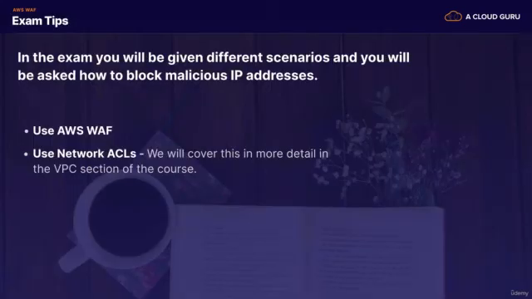So onto my exam tips. Just remember, you're going to be given a whole bunch of different scenarios, and you'll be asked how to block malicious IP addresses, or perhaps how to prevent against SQL attacks or SQL injections or cross-site scripting, or block individual countries. Well, you want to use AWS WAF. You can also use network ACLs to block malicious IP addresses, and we're going to cover this in more detail in the VPC section of the course.